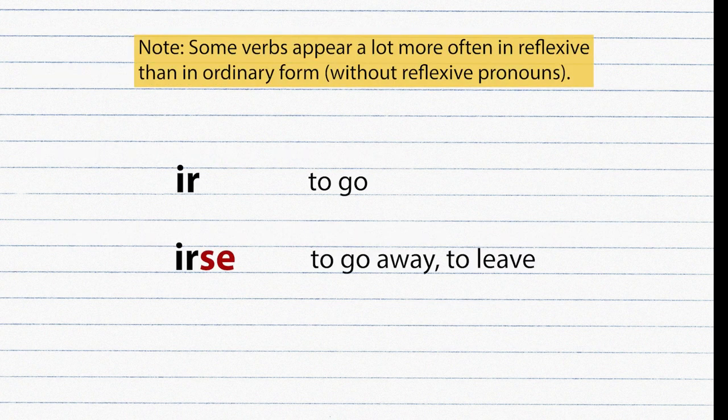Many verbs have both reflexive and ordinary form, but some verbs appear a lot more often in reflexive than in ordinary form, and the meaning of the verb can be different depending on the form. For example, ir means to go, irse in reflexive form means to go away or to leave.